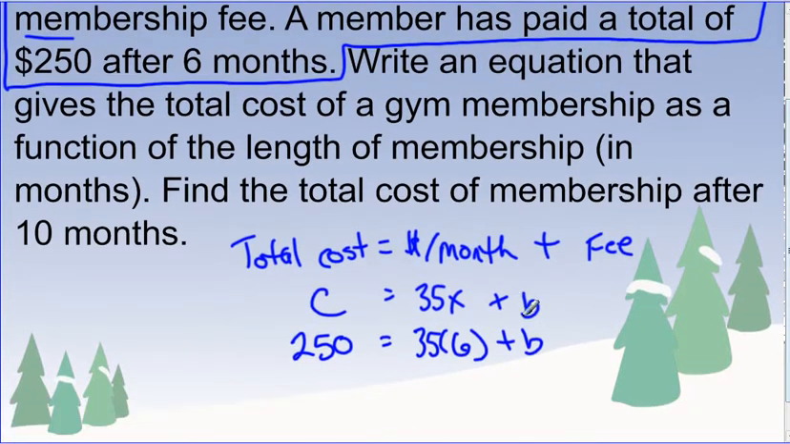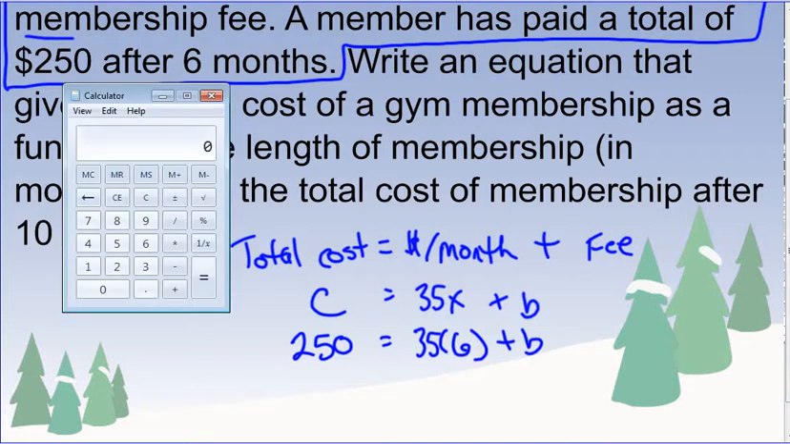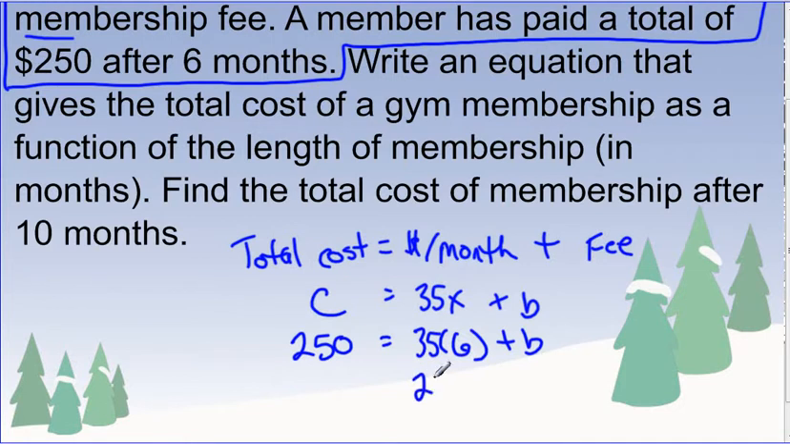Do you see how similar this is to what we were doing before? There's our y equals mx plus b. We don't have that b, so we're going to solve to find our y-intercept. 35 times 6. I don't know that in my head. I could probably do it, but I don't need to because I've got a calculator. 35 times 6 equals 210.